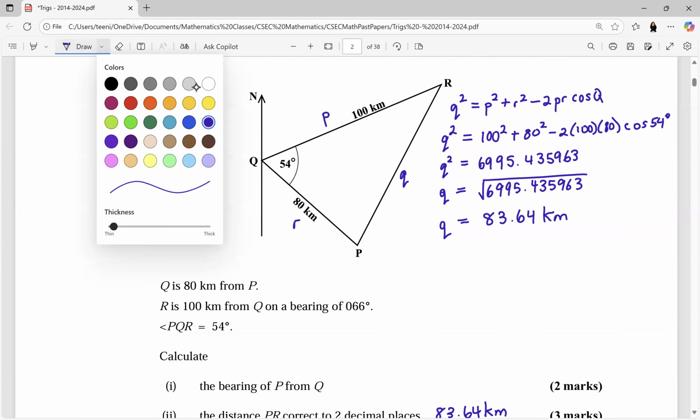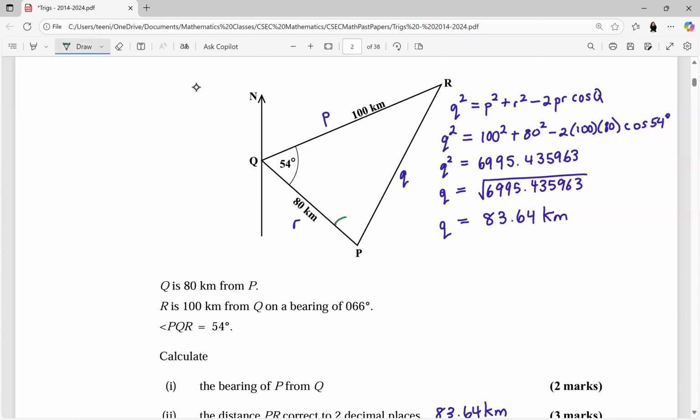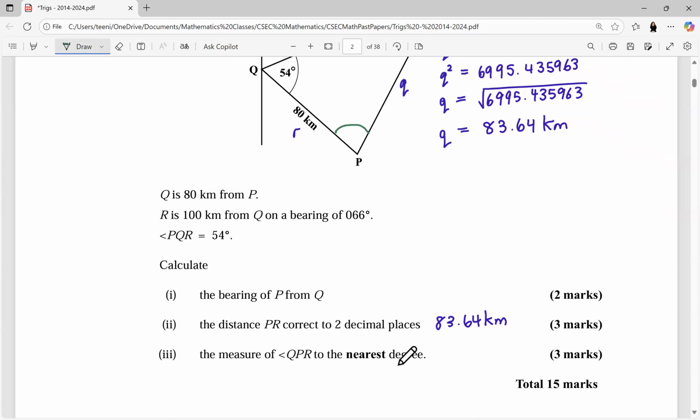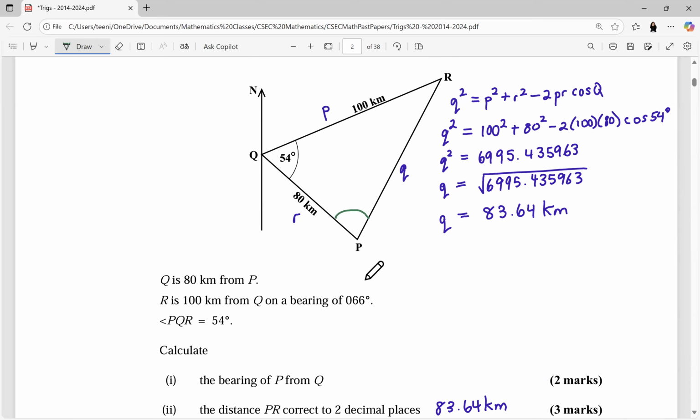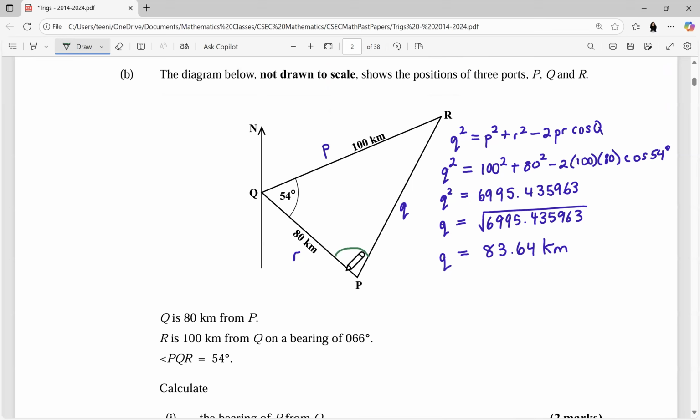And then the next question is to find angle QPR. That is this angle, QPR, right? When you have angles listed like this with 3 points, the letter in the middle is actually where that angle is. So this is actually angle P. We need to find angle QPR.